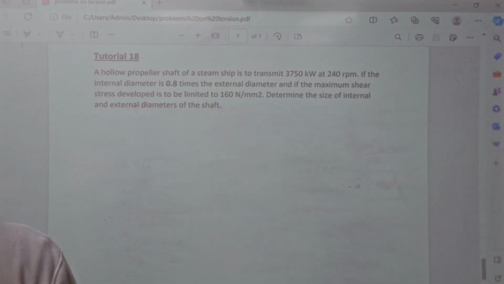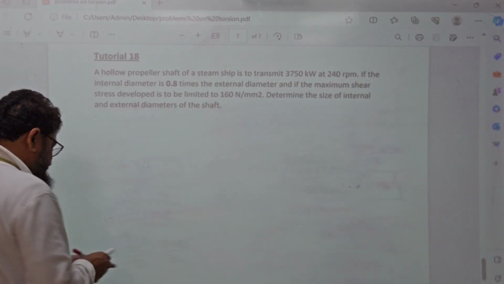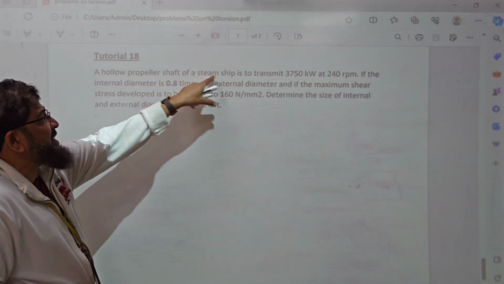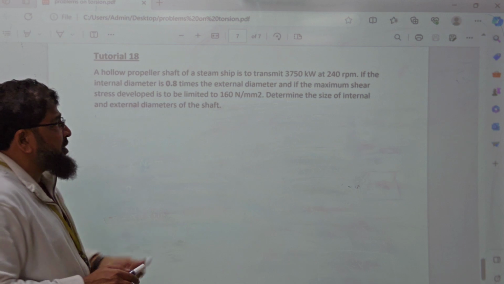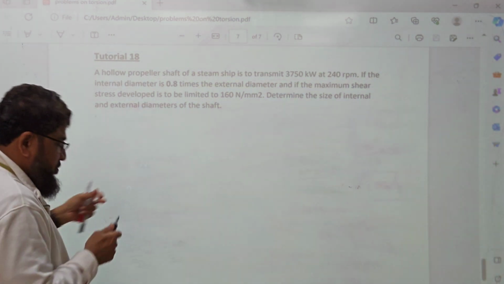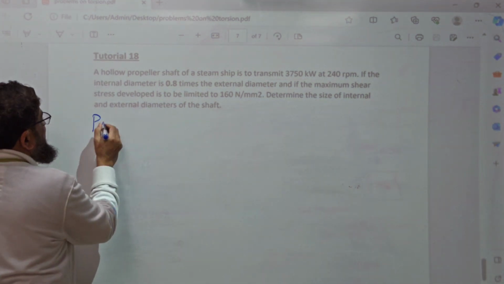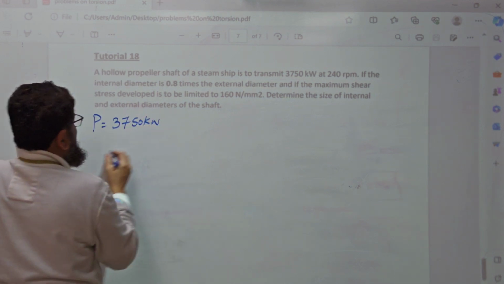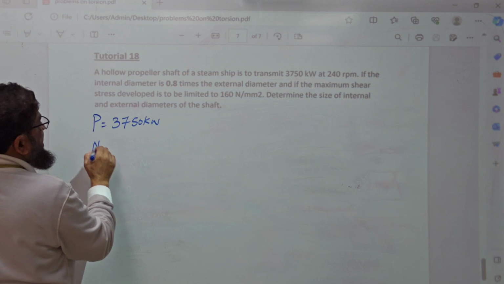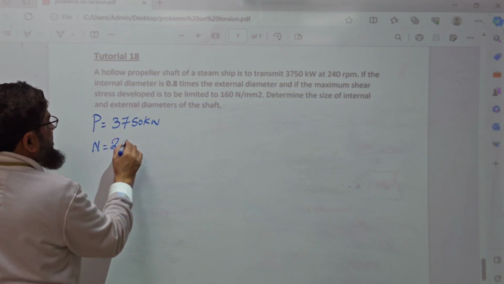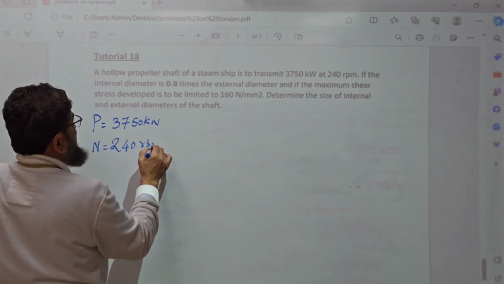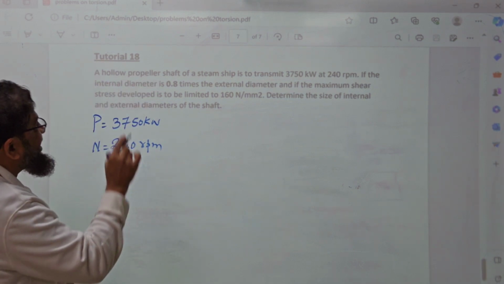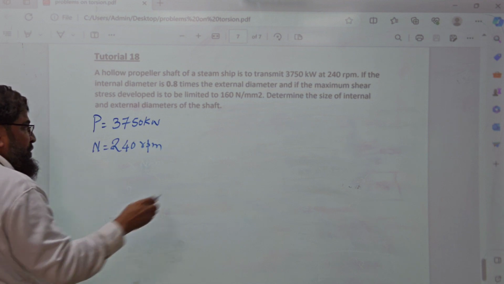This problem is the last problem from today's tutorial. Here it says a hollow propeller shaft of a steam ship is to transmit 3750 kilowatt. So he gives me power. Power is equal to 3750 kilowatt at an RPM of 240 RPM. If the internal diameter is 0.8 times the external diameter, you have the shaft here.